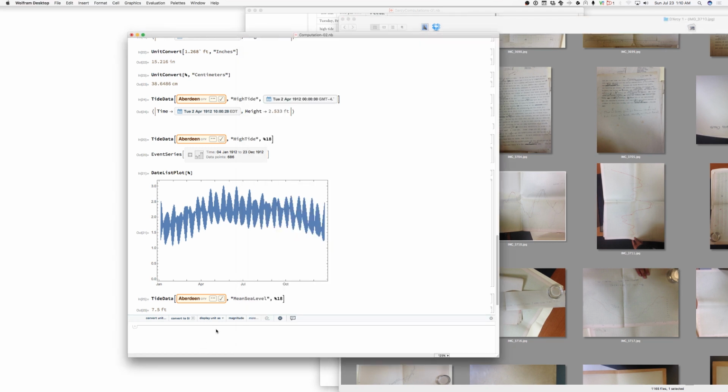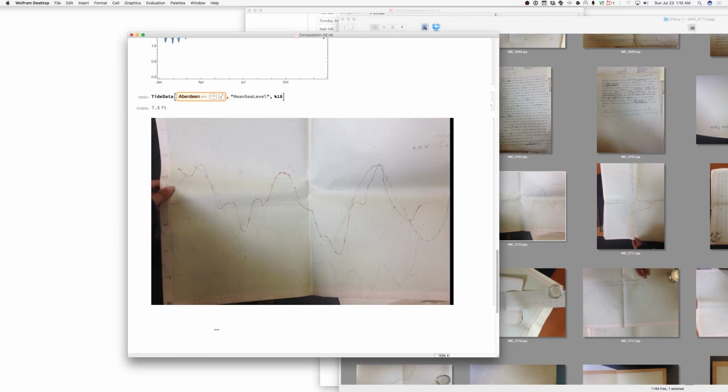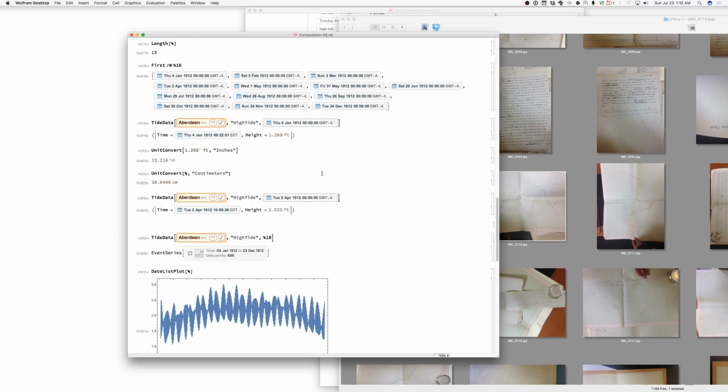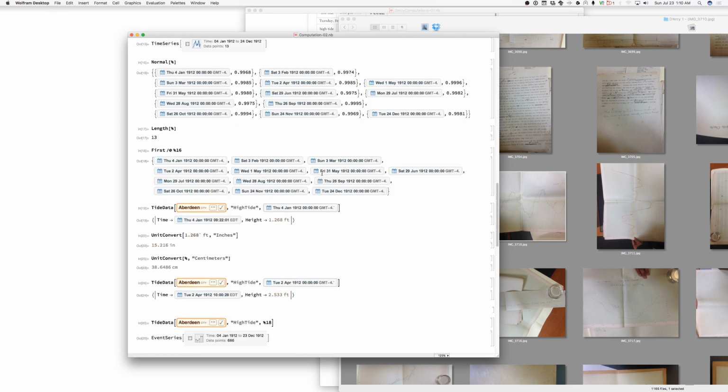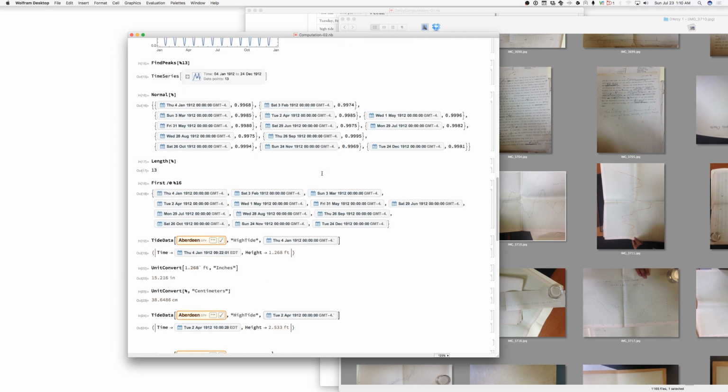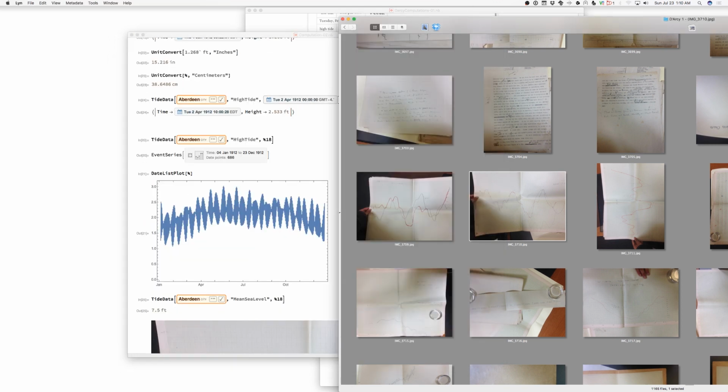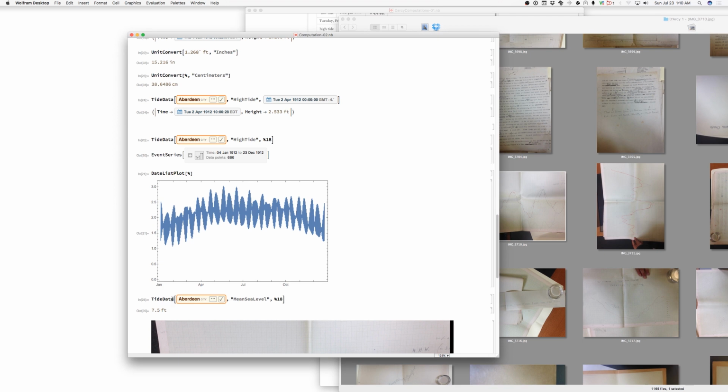Alright, this is what we are going for. So there's that, and now we want 1918. We want the daily. I don't know what mean high water is. Let's take a look whether there's a thing called mean high water.